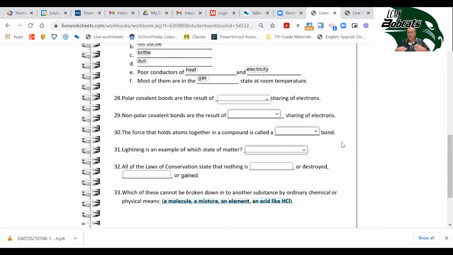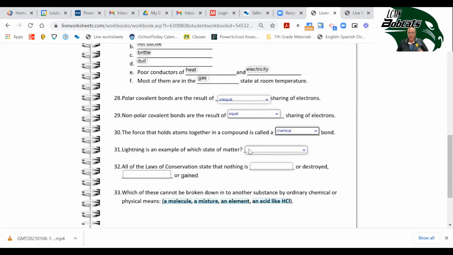Polar means that the atom, the compound, has a pole. It has a positive end or negative end. So there's something that's making it out of balance. Okay? And covalent means that they're sharing electrons. So if it's out of balance, it must not be equal. So it's unequal sharing of electrons. Nonpolar means no poles. It's perfectly in balance. There's not a positive end or a negative end. So this is a result of equal sharing. The force that holds atoms together in a compound is called a chemical bond.